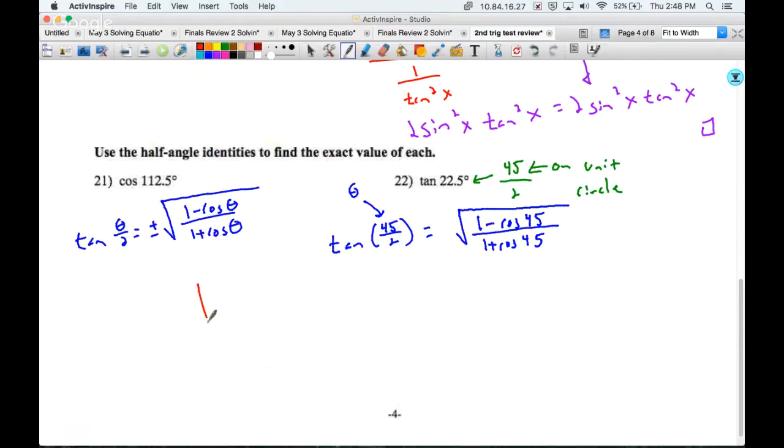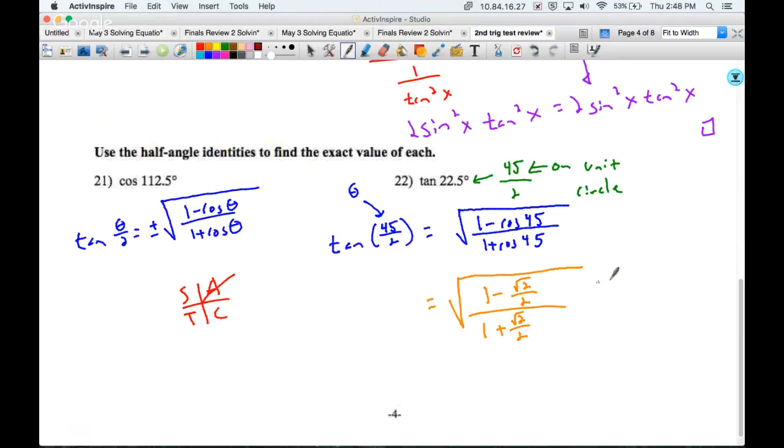Notice I left down the plus or minus. That's because I'm going to figure out if it's plus or minus right now just by using all students take calc. 22 is in the all quadrant, so I know this is going to be positive. I don't have to keep writing the plus or minus. All right, let's simplify that. Cosine of 45 degrees is going to be square root of 2 over 2, so I've got square root of 1 minus square root of 2 over 2 over 1 plus square root of 2 over 2.